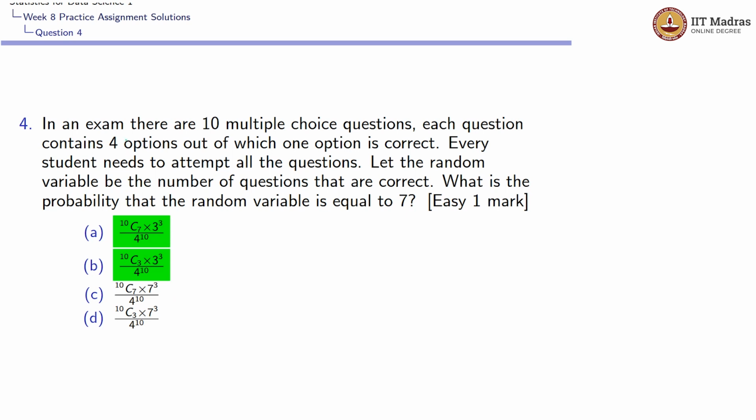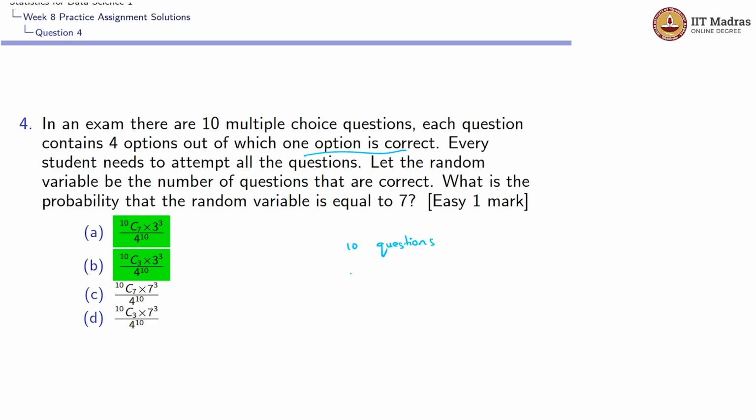If you look at the fourth question, in an exam there are 10 multiple choice questions. Each question contains 4 options, out of which only one option is correct. Every student needs to attempt all the questions. Let the random variable be the number of questions that are correct. What is the probability that the random variable is equal to 7? The random variable is the number of questions that are correct. Okay, we have 10 questions.